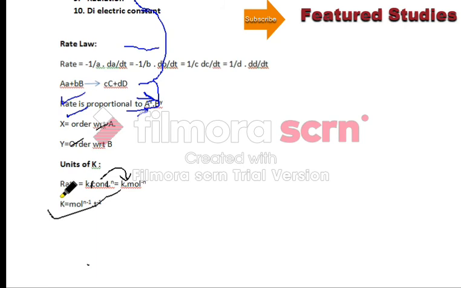So the units of K can be defined as K equal to mole per N minus 1 into T per minus 2. These are the units of K.